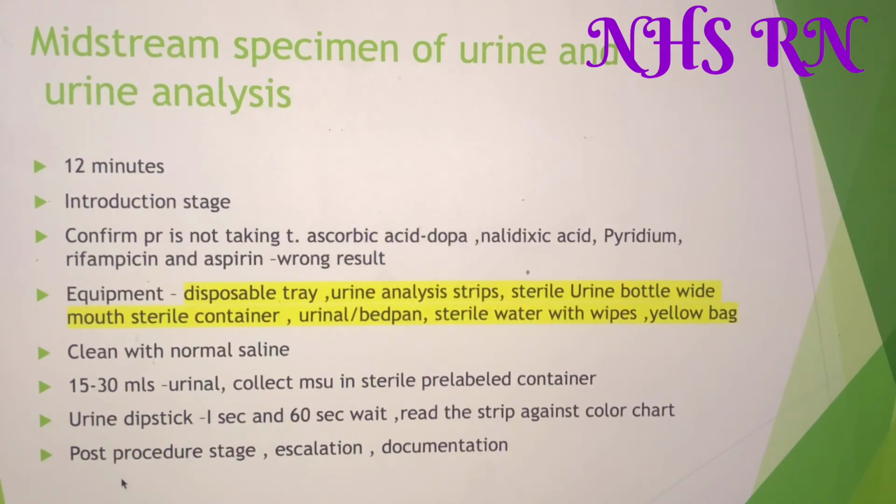Then you can use a urine dipstick, dip it for 1 second and wait for 60 seconds, and then read against the color chart on the strip. You will get the reading there. Then in the post stage, if you have any concern you need to escalate, then do documentation. If you need any help for MSU, let me know, then I will make a video about it.